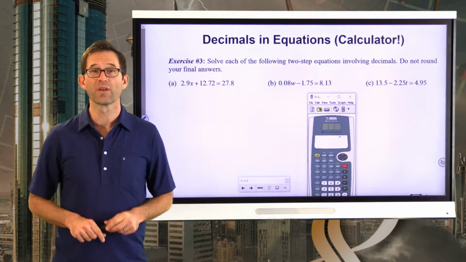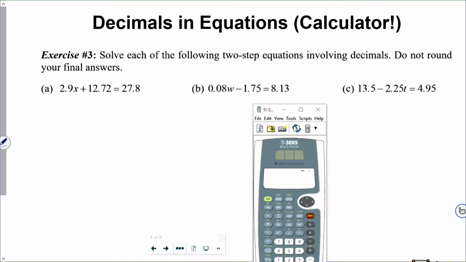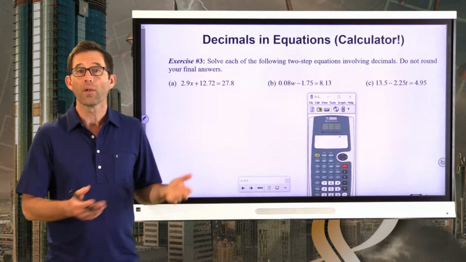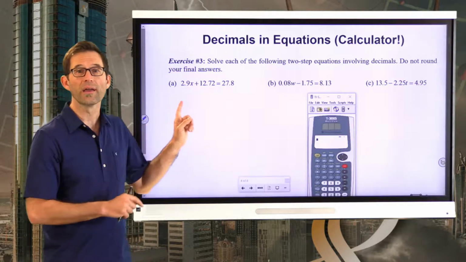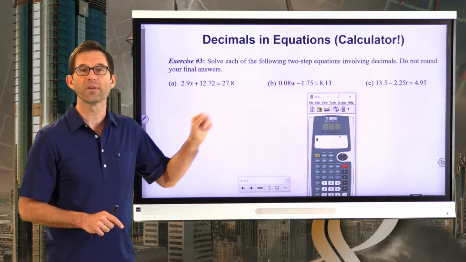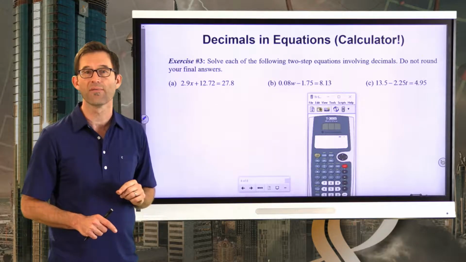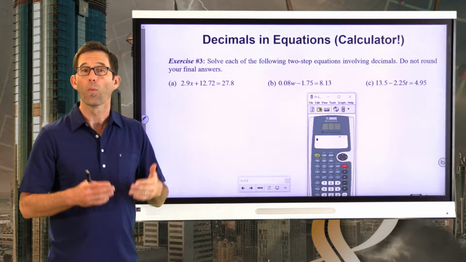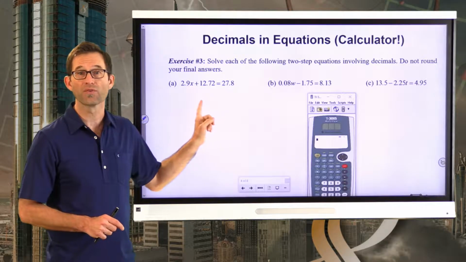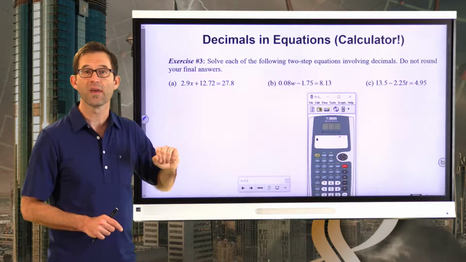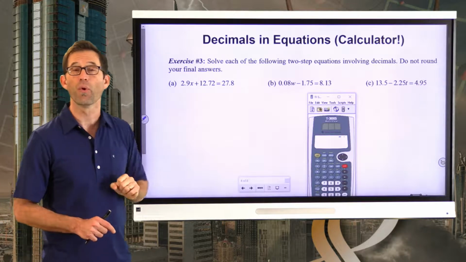So let's take a look at exercise 3. Solve each of the following two-step equations involving decimals. Do not round your final answers. Letter A, let's look at it together and then we'll go to the board. 2.9 times x plus 12.72 equals 27.8. We want to solve that two-step equation. We're going to end up subtracting 12.72 from both sides and then eventually dividing by 2.9.